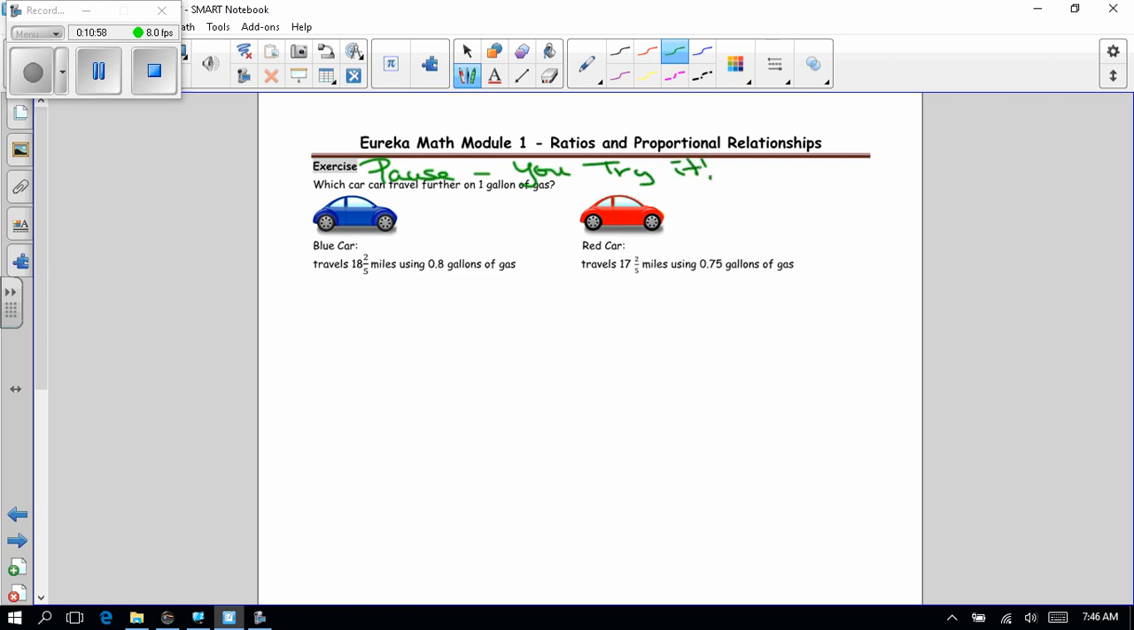We have a blue car and a red car. Let's say you're out car shopping and you want to get a car. You want to know which one has the better gas mileage, right? Because gas is expensive and you don't want to have to spend a lot of money on gas. And let's say the price of the car is the same. Okay, so price is not an issue. Which of these two cars will let you go further on 1 gallon of gas, right? Which one's going to give you more miles per gallon? That's what I'm looking for. So I want you to figure this all out, turn this back on, and check to see if you got the same answer as me.